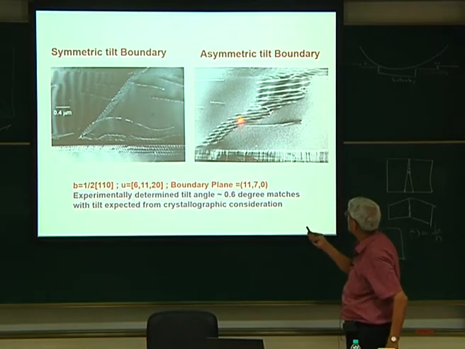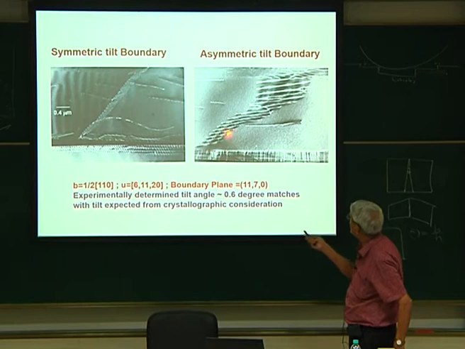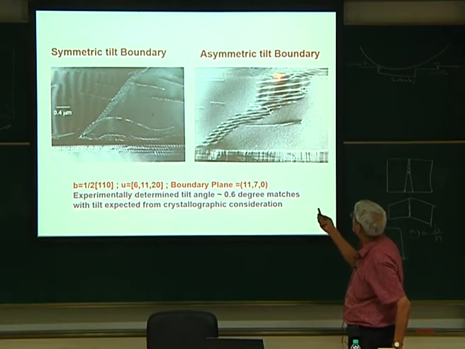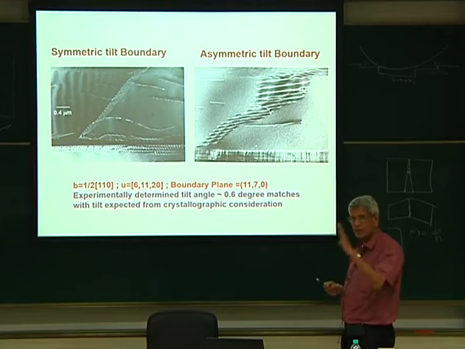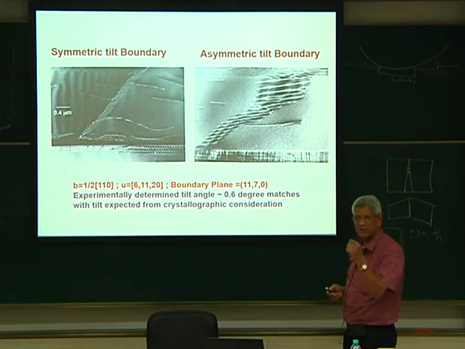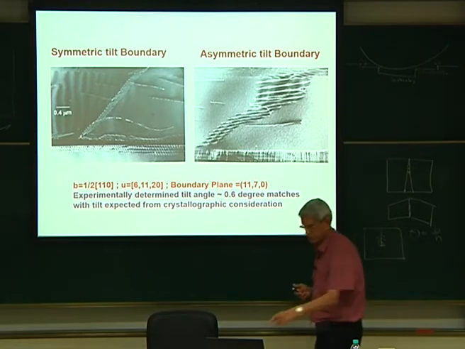Here, if you look at this boundary, one set of dislocations is present. Here, if you see, another set of dislocations is also present on the boundary. Because of this, you have seen that the boundary plane has tilted. It has become asymmetric from a symmetric case.